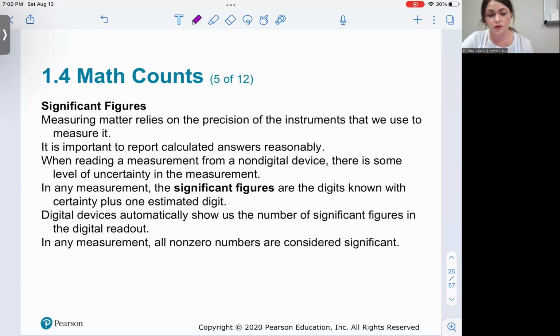So basically, you don't want to try to report more information as totally valid than what really is, generally speaking. I know it's a little bit confusing, but you can only report what is really certain. In digital devices, such as your thermometer, they give you the number of significant figures in the digital readout. That's what is certain. They give you the number of significant digits that is certain.